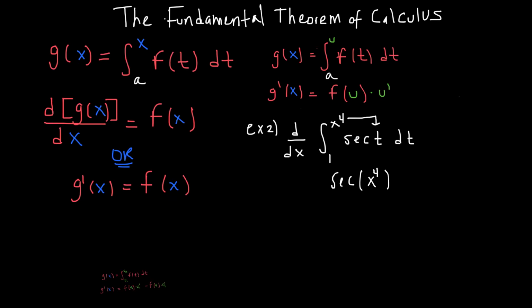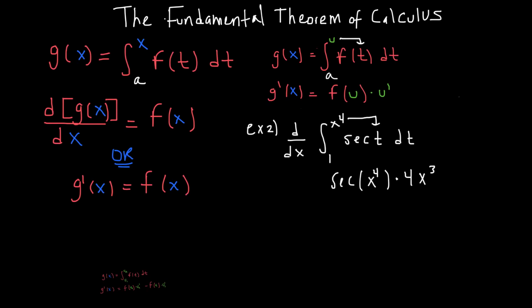We replace here just like we replace here. And then by the chain rule times 4x cubed. Notice that it's not the derivative of secant. It's just the derivative of u. Okay, so don't make it harder than it is. It's just u prime, and u was the upper limit. So don't try to do derivatives of integrands. It's just the derivative of u. And secant remains untouched. Secant of x to the fourth times 4x cubed.